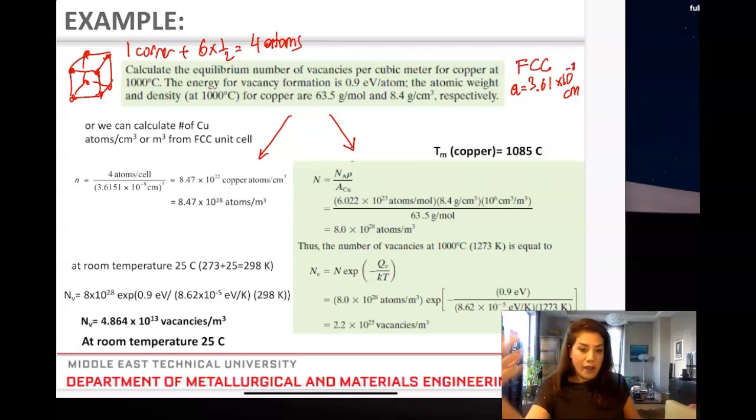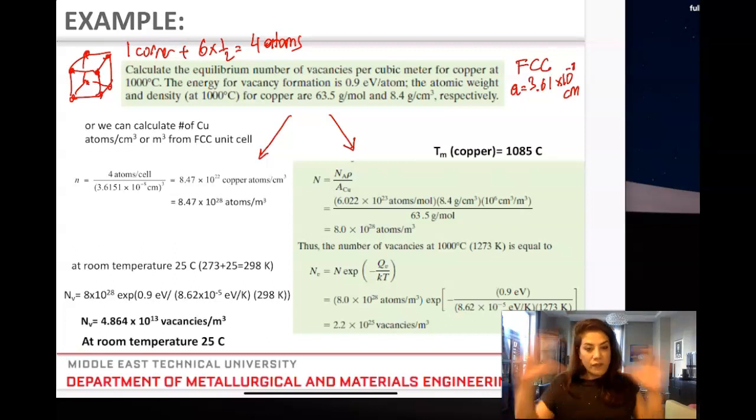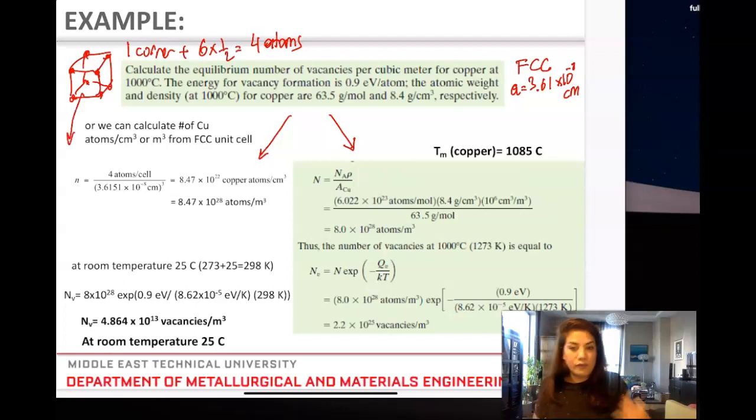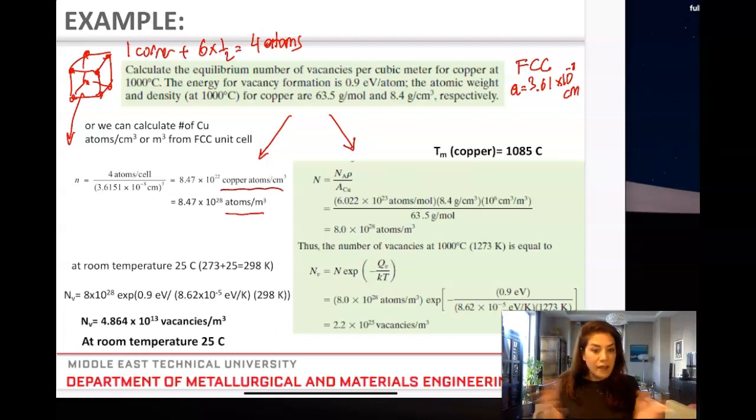If there are 4 atoms in a cell, and I know the volume of that cell, the cube, what do I get? I get atoms per centimeter cubed or meter cubed. That's the value I want. For a given volume of bulk, how many atom sites do I have? That's what I want to calculate.